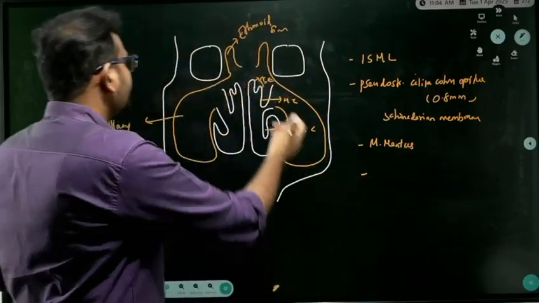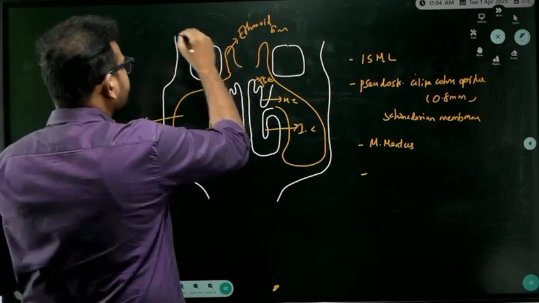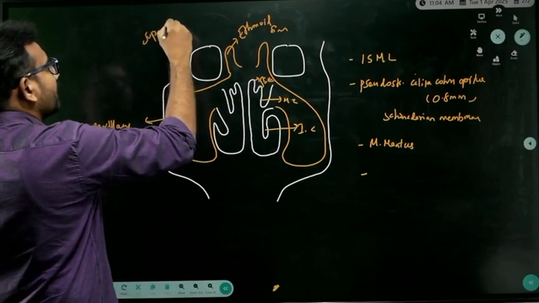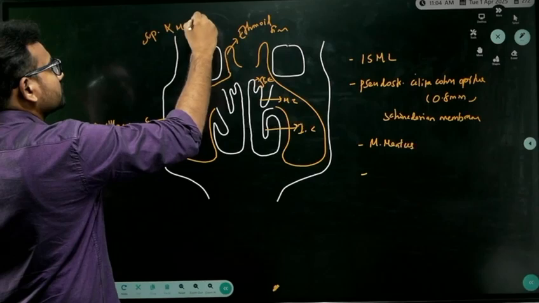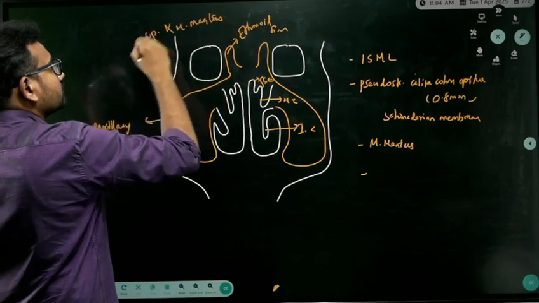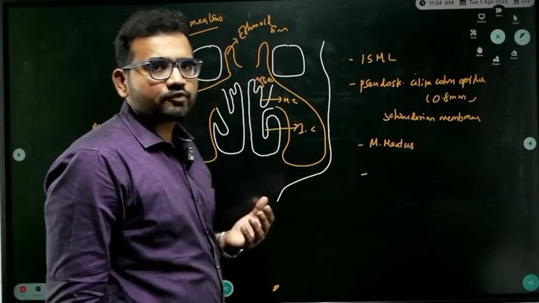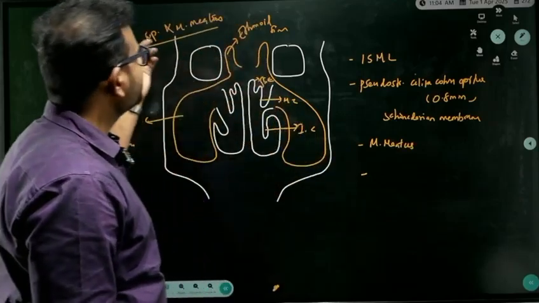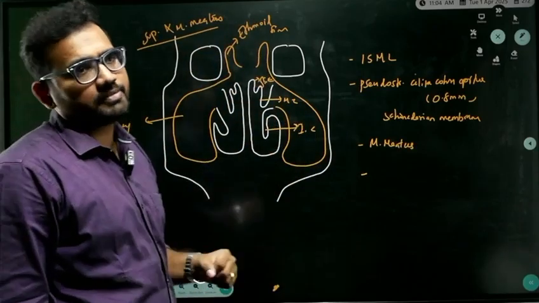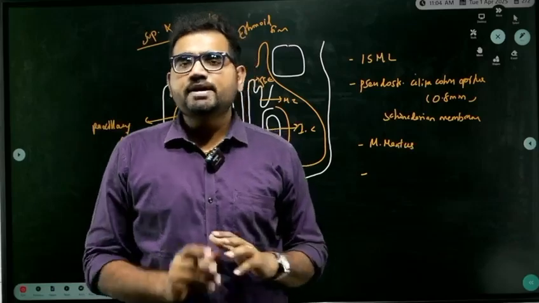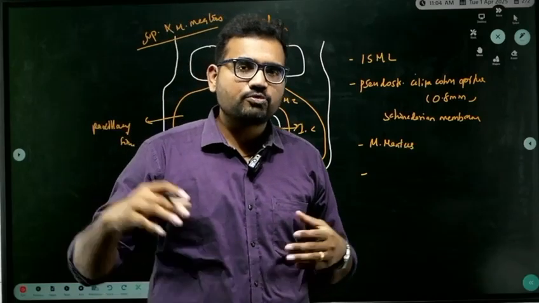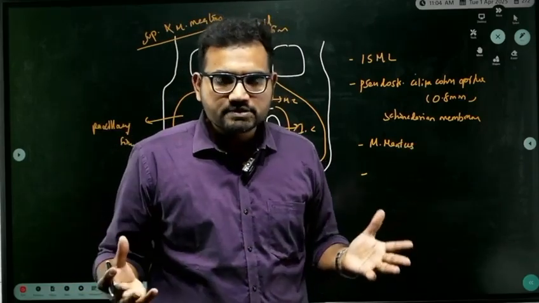The ethmoidal sinus drains into the superior and middle meatus. So this will be the basics of the nasal cavity. We talked about the lateral wall and a few sinuses.